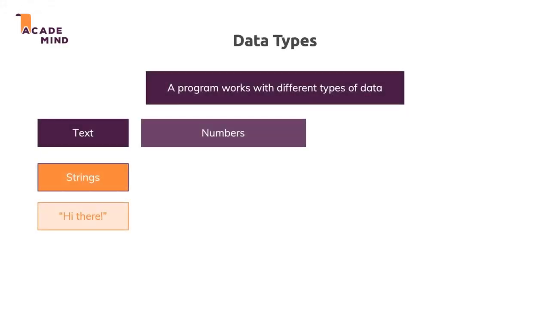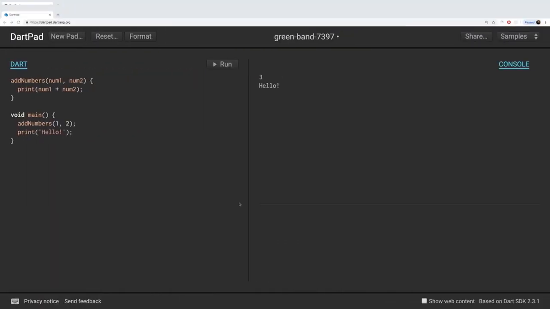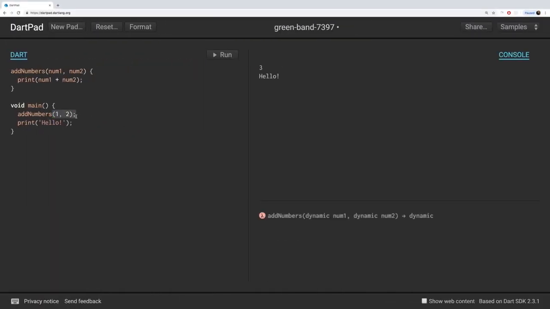Besides the text, for our numbers, we have so-called integers, and we have floats or doubles. Integers are numbers without any decimal places, like 29, or 43, or -10. Floats or doubles are numbers with decimal places, like 29.99, -10.56, something like that. So here, these two numbers would actually be integers.